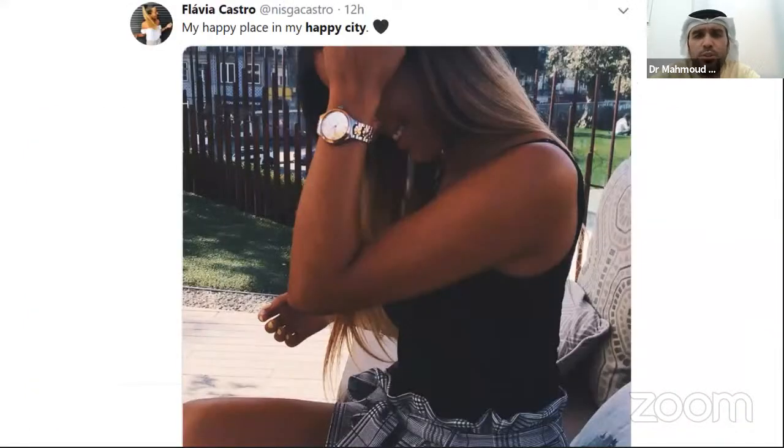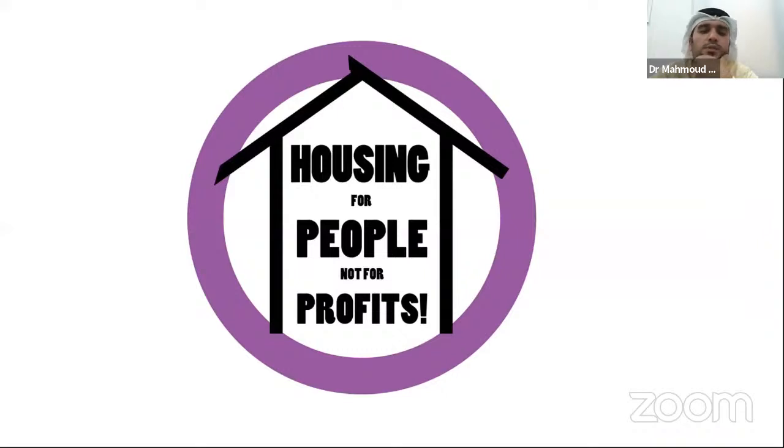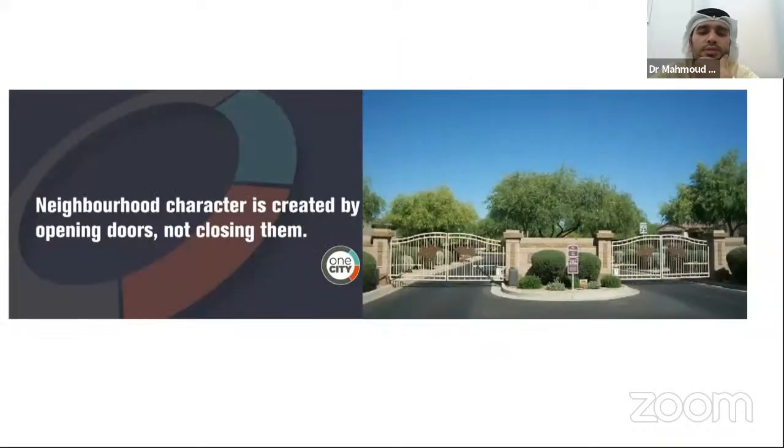A lot of people, if you go to a happy city and search it in so many search engines, always link happiness with places, with identity, with culture, with public spaces. And this is really important for us to focus on: how we build housing for people rather than for profits.